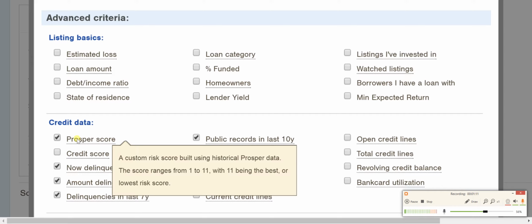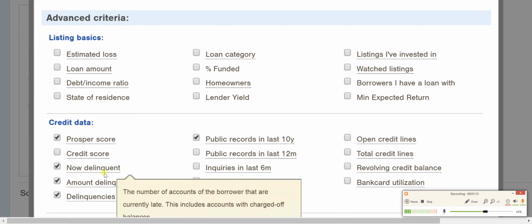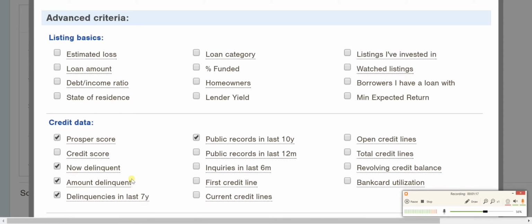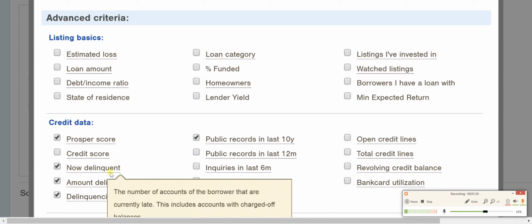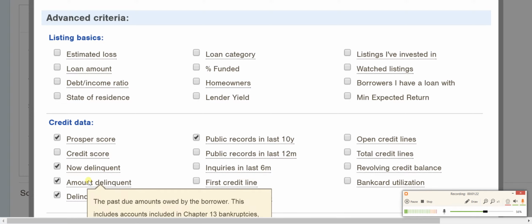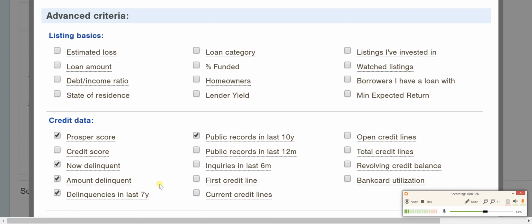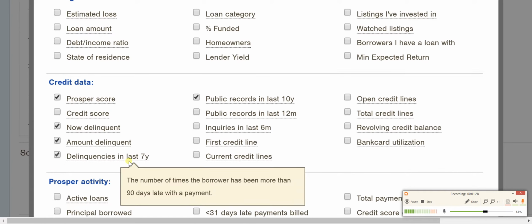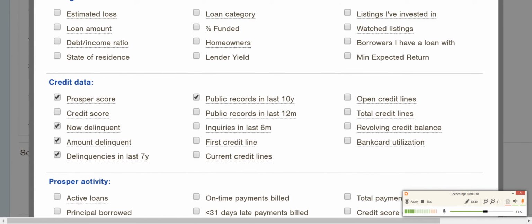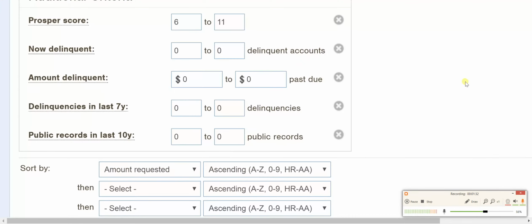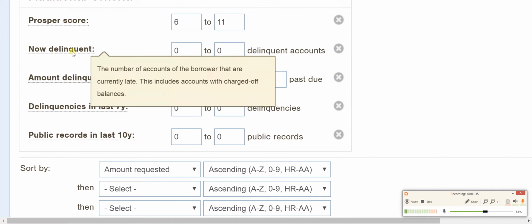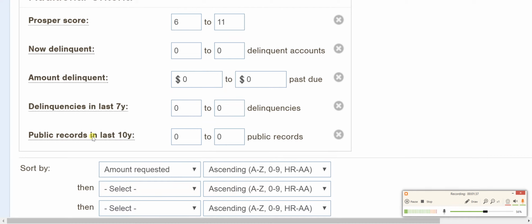Prosper score, that's a thing generated by Prosper. The amount now delinquent, the amount delinquent if it is now delinquent, and I actually check both of these because for some reason I've seen things get slipped through if you only check one of them, and then delinquencies in the last 7 years. If you haven't guessed it already, I need all of these, now delinquent, amount delinquent, delinquencies, public records, I need all of them to be 0.